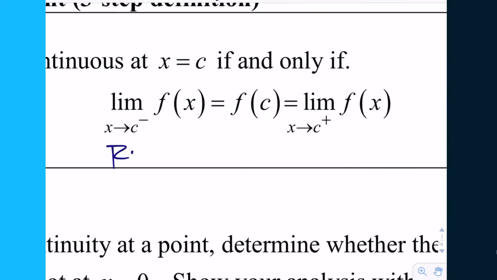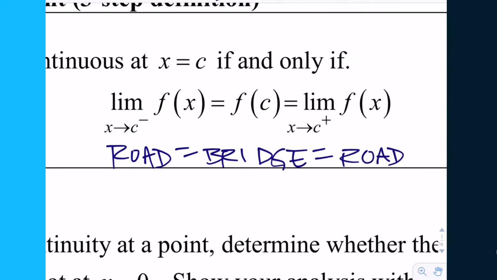Because that just means that the road equals the bridge, which equals the road, the y values of them. They all exist, and they are all connected at the same point. Now, if any one of them fails to exist, or any two of them do not equal each other, then it's game over and the function's not continuous. Got it? But if all three of them exist and they all equal each other, then we could drive across safely.